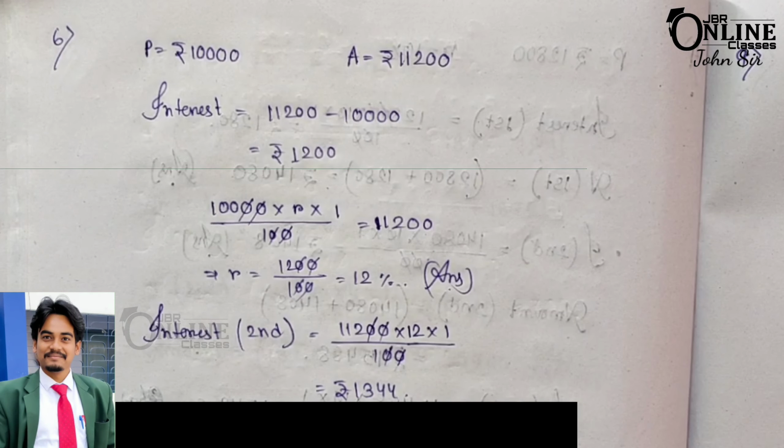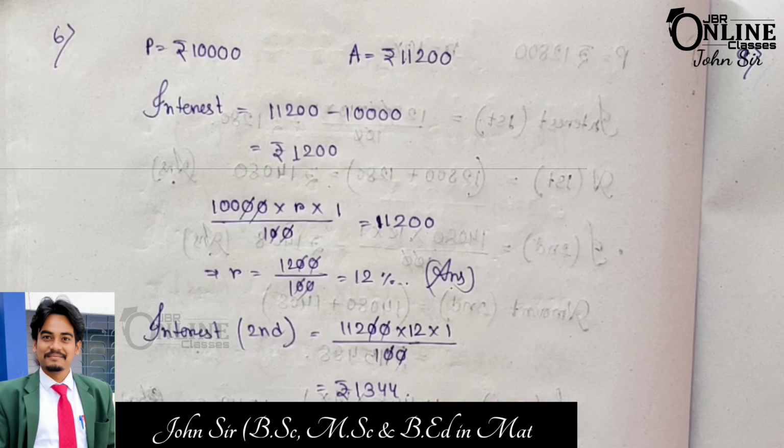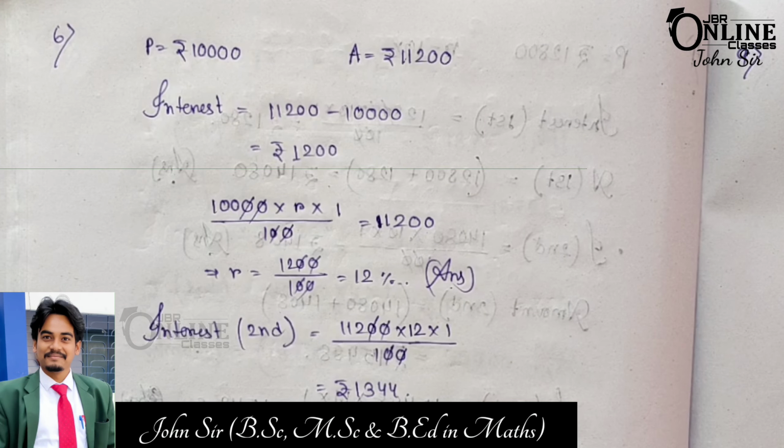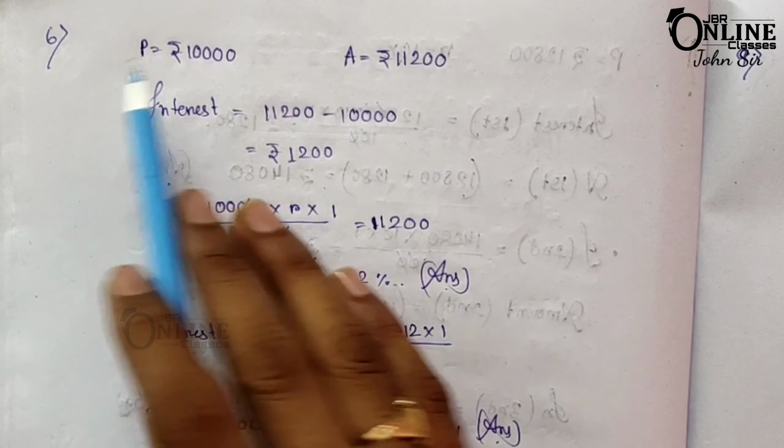So hello everyone, this is the second video from exercise 2.1 compound interest. For the first part, please check the description box. So here today I am going to start from sum number 6.